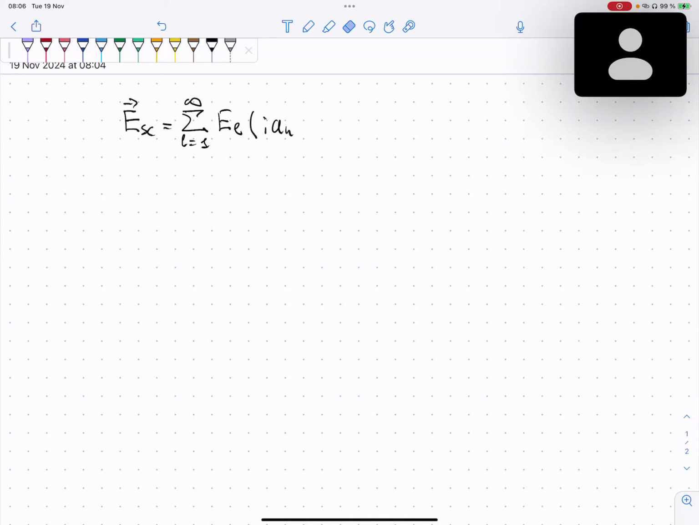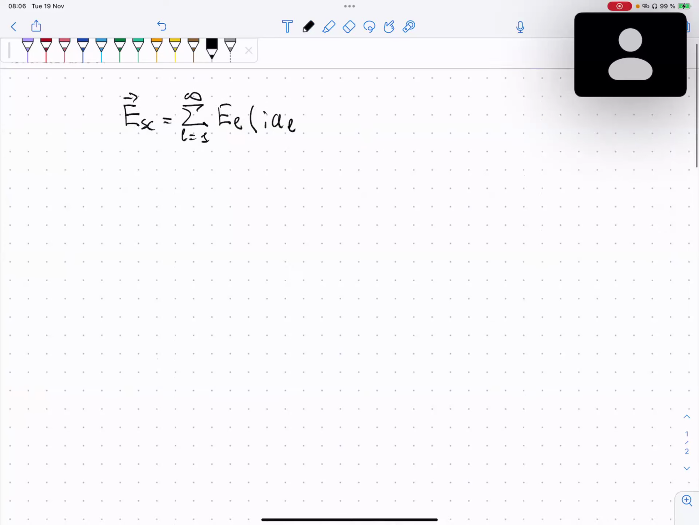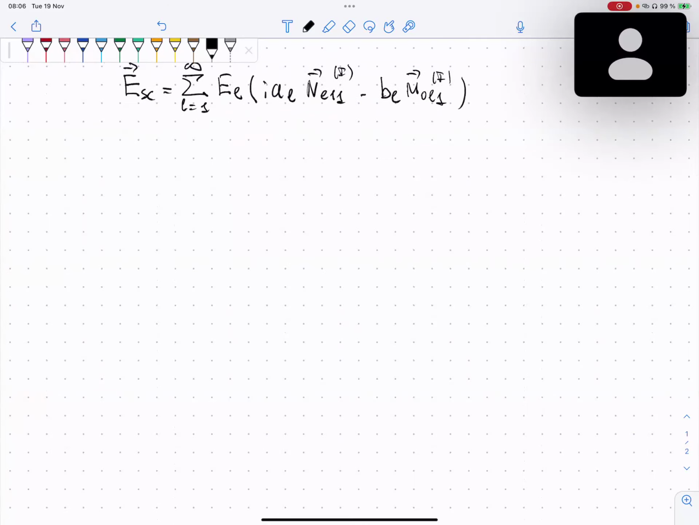with coefficients A and B, which are the scattering coefficients. This one is called the electric, and this one is called the magnetic Mie coefficient.